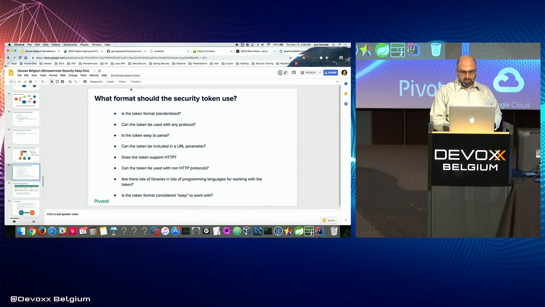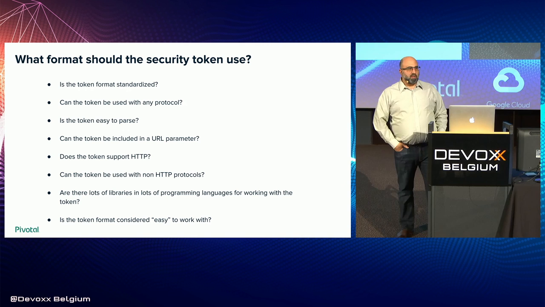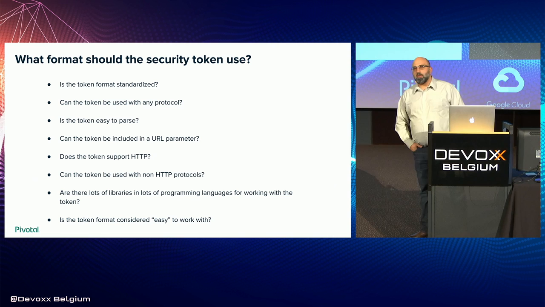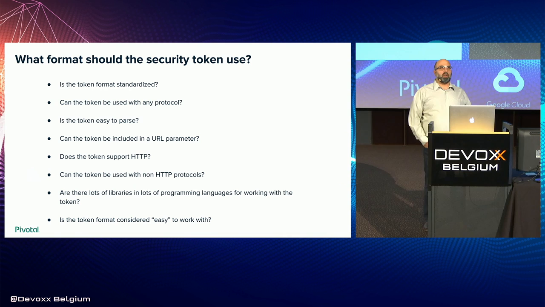Copy and paste error. So we're going to go to what format the security token should use. We can ask questions about it. Is the token format standardized? Can the token be used with any protocol? Is the token easy to parse? Can we look inside this token and see what's in there? Can the token be included in a URL parameter? Can we throw it into an HTTP header? Can we throw it into a protocol other than HTTP? Are there lots of libraries in lots of programming languages for working with the token? Or are we stuck with two programming languages that have good implementations, and everybody else is out on their own? Is the token format considered easy to work with?